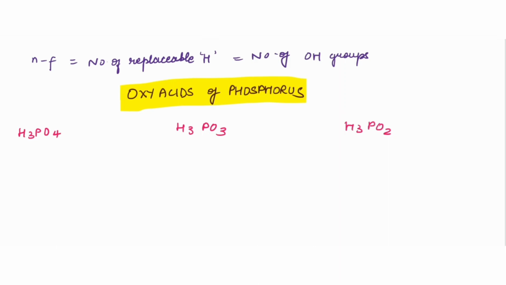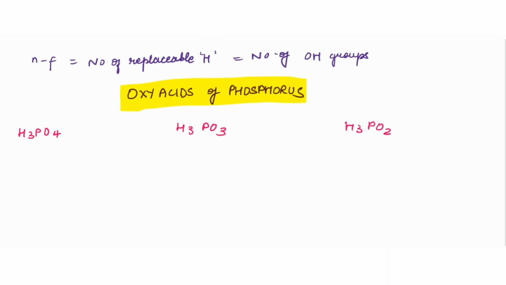So be very careful with the spellings and the pronunciation. Likewise, the formula also changes. So keep that in mind. More about oxyacids of phosphorus you will learn in the P block of class 12, group 15. Okay, so H3PO4. Let's draw the structure.